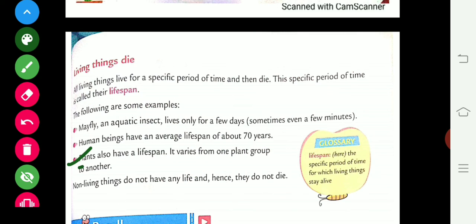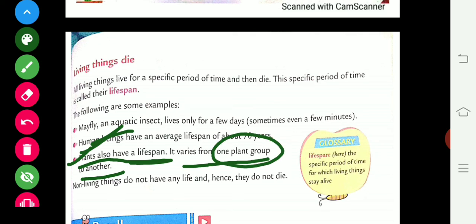Next example is plants also have a lifespan. Not only human beings, insects and birds have lifespans. Plants also have a lifespan. It varies from one plant group to another. It is different for different plants.